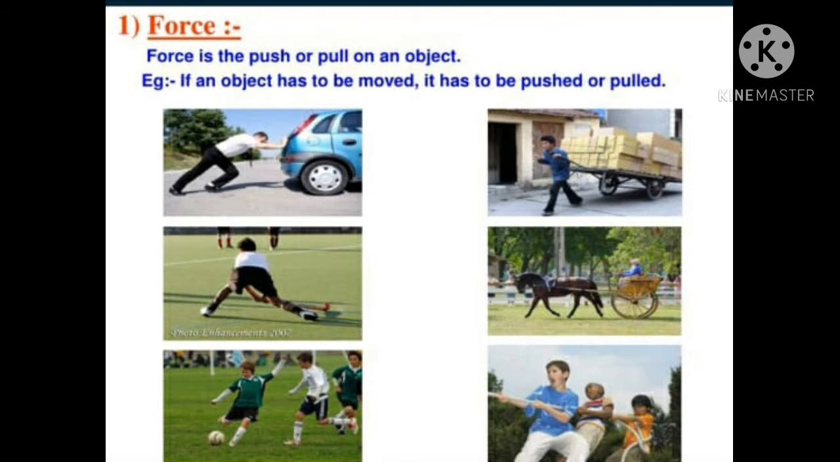Children, now you are seeing the pics. In the first pic, the man is pushing a car. Second pic, a man is pulling a cart. In the third pic, hockey players are playing hockey. And in the fourth figure, a horse is pulling a tanga or cart. In the fifth figure, football players are kicking a football. And in the last figure, tug of war, the team is pulling the rope towards themselves.